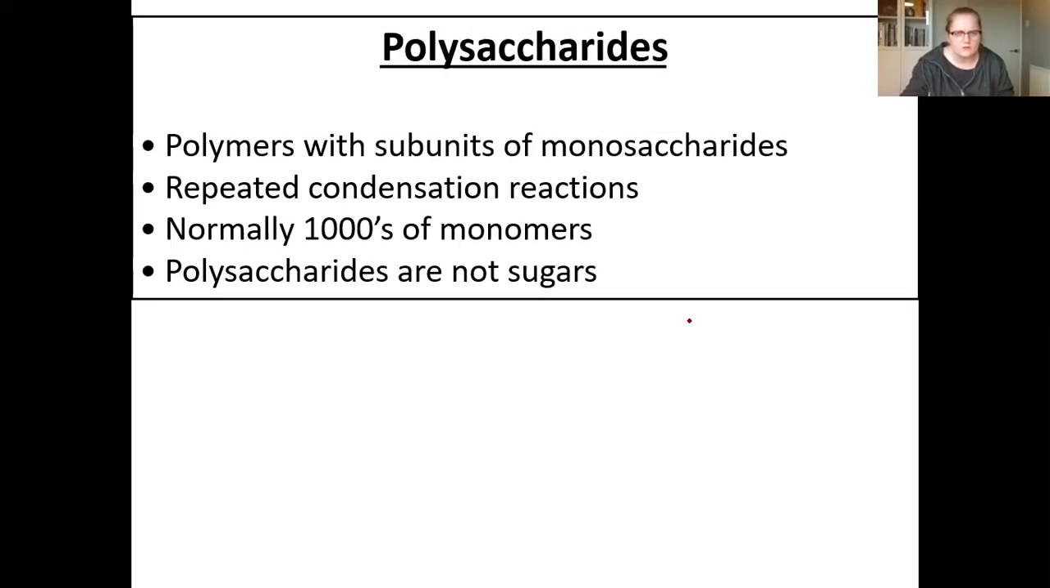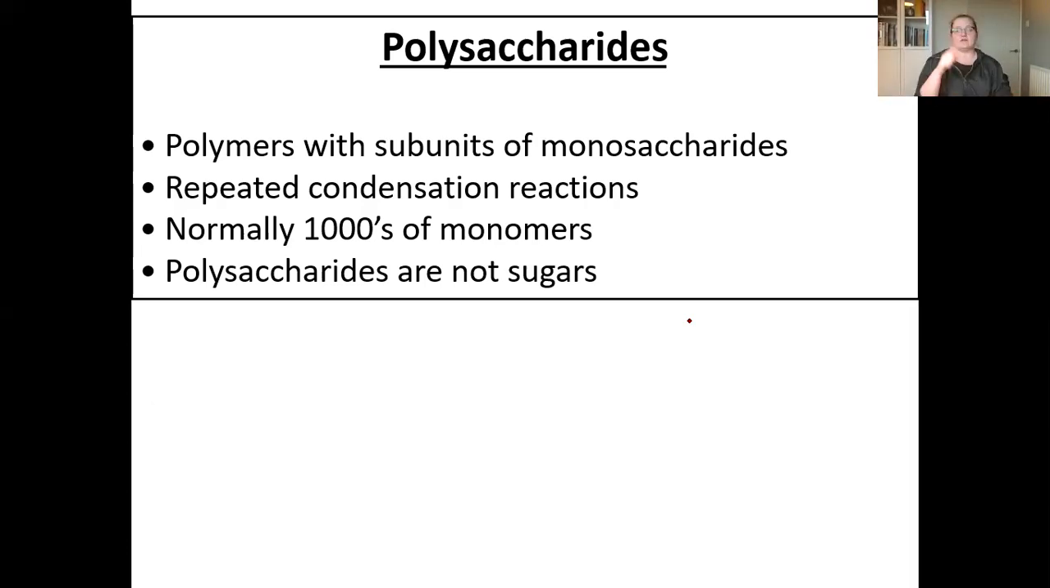Let's go here. So polysaccharides. Monosaccharides, monomers, one subunit. Disaccharides, two subunits. They are technically a polymer, but it's just two monosaccharides joined together. Polysaccharides are polymers with subunits of many monosaccharides.